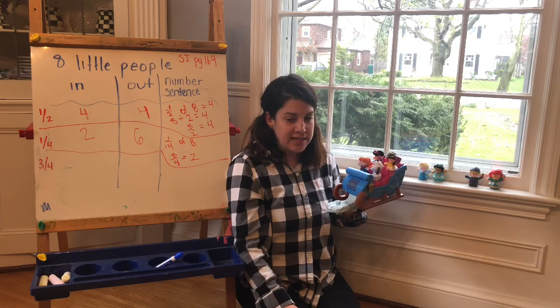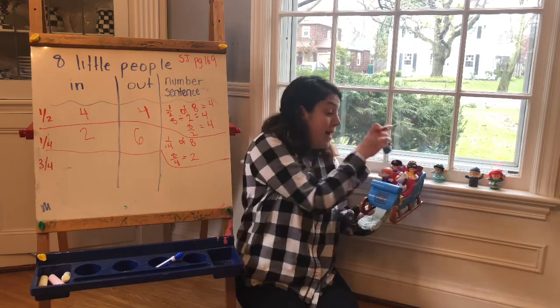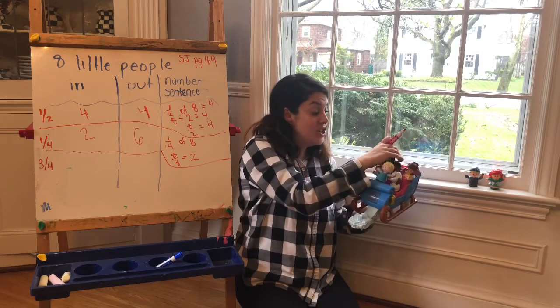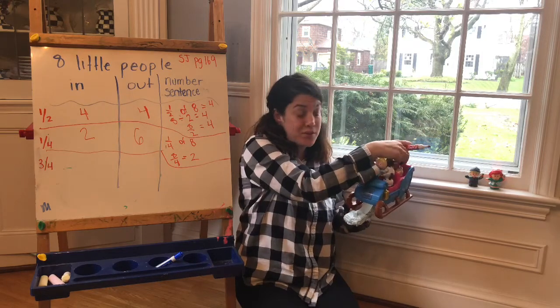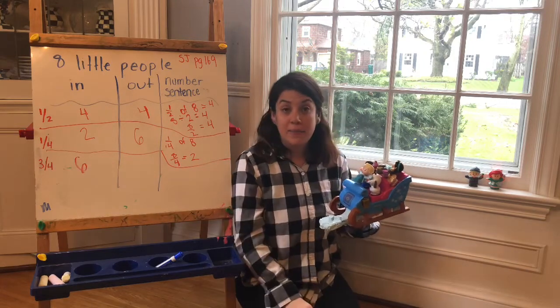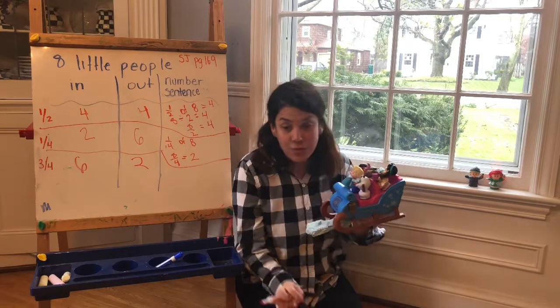Bogey, do you have any ideas? Bogey says, Mom, there would be 6 little people in the sleigh. And she's right, and I don't have enough spots for those people. But there would be 6 people in the sleigh. There would be 2 out.